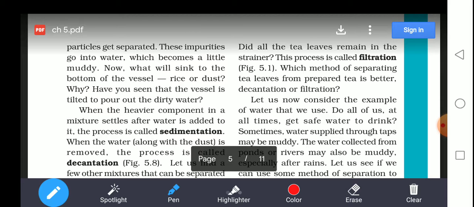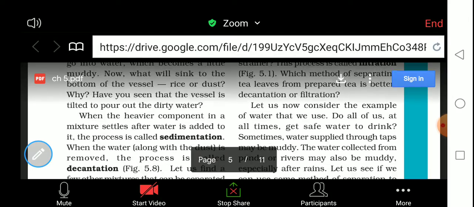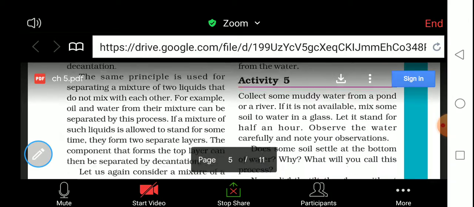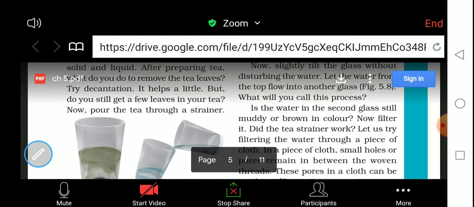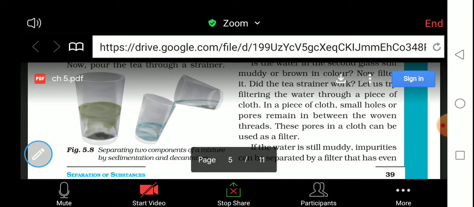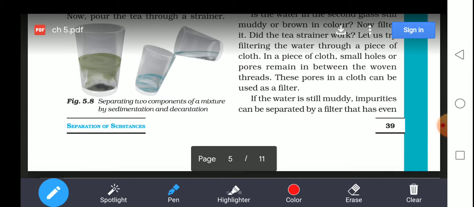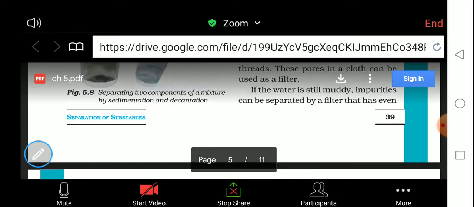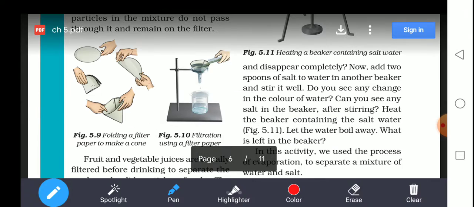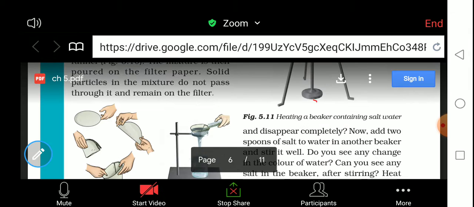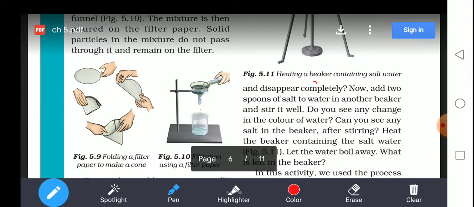If you see filter paper, it is found in a conical shape. You'll find it in conical shape. For example, you can see here, this is separating two components of a mixture by sedimentation and decantation. This is the process. But if you see here, they are making filter paper. This is how the process is done to make a filter paper.